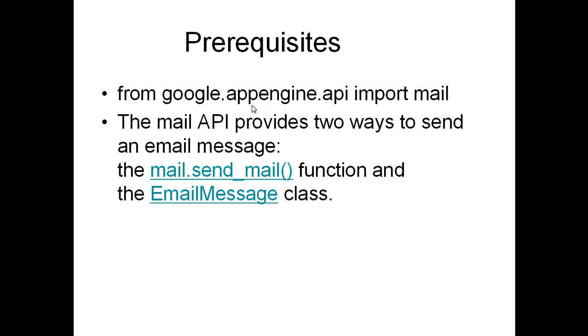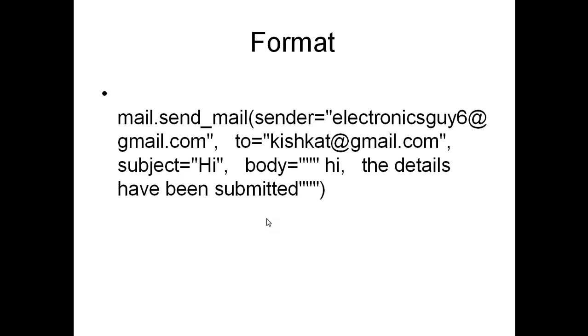The mail API provided by Google App Engine gives us two ways to send an email message. Either we can use the first one, that is the mail.send_mail function, or we can use the EmailMessage class. So there are two possibilities. In this video I will show you how to send an email using the first function, that is mail.send_mail. It takes its own set of arguments, and then it will send an email. So we'll see an example.